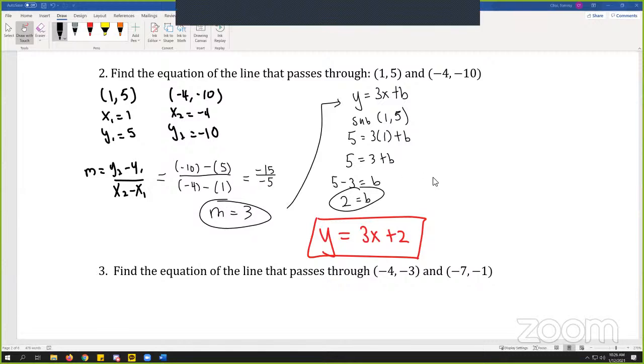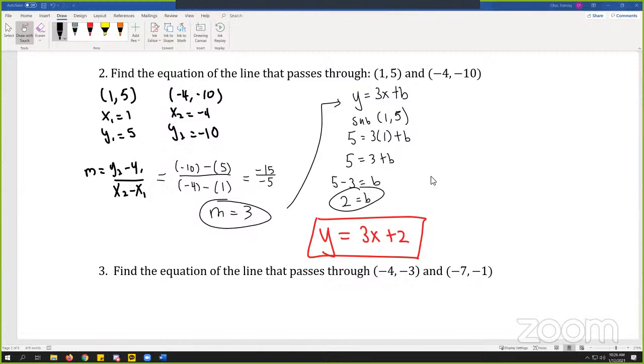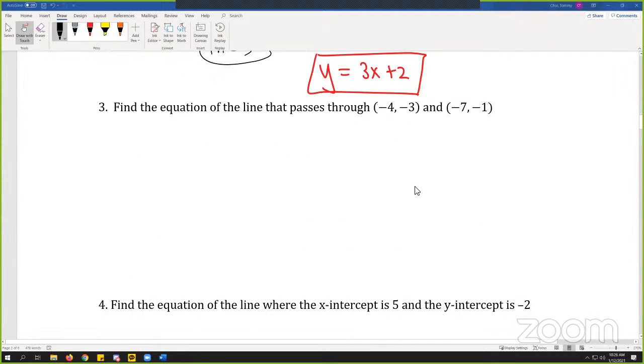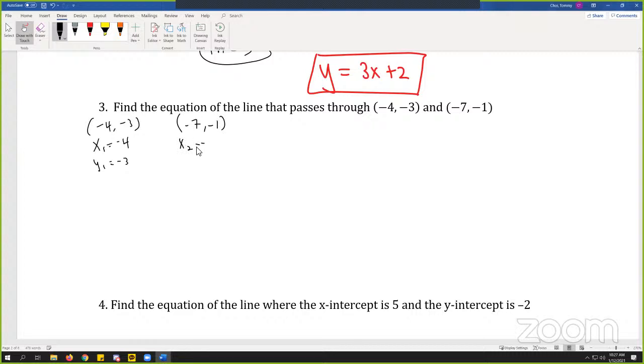All right, you should be done question 3 by now. Let's take it up. Question 3. We have our 2 points. So we write our point down. We write down x1 is -4, y1 is -3. And we write our second point, x2 is -7 and y2 is -1.